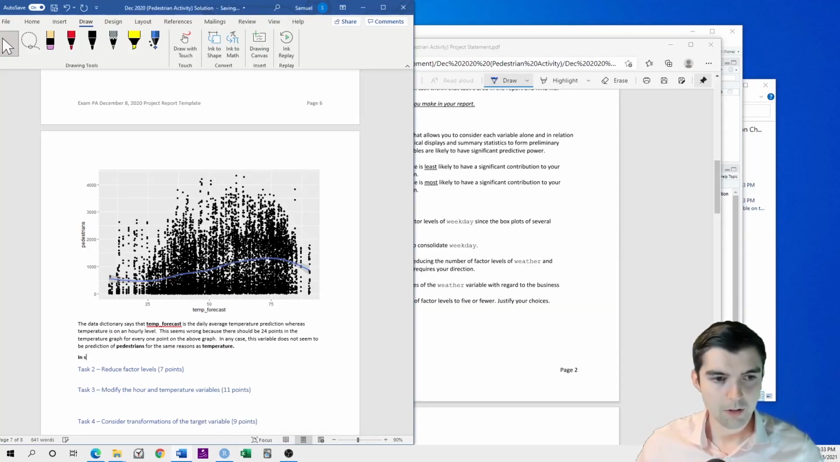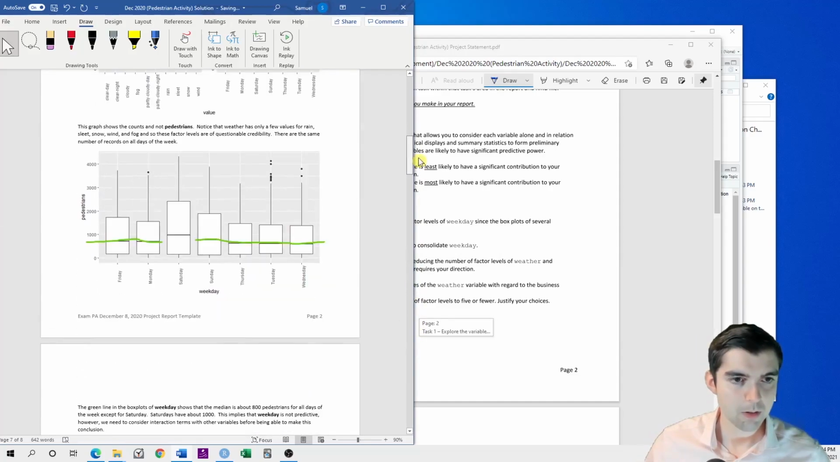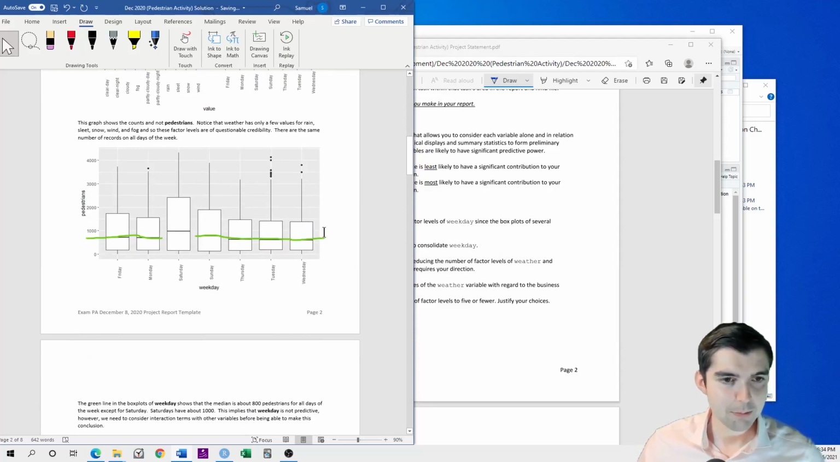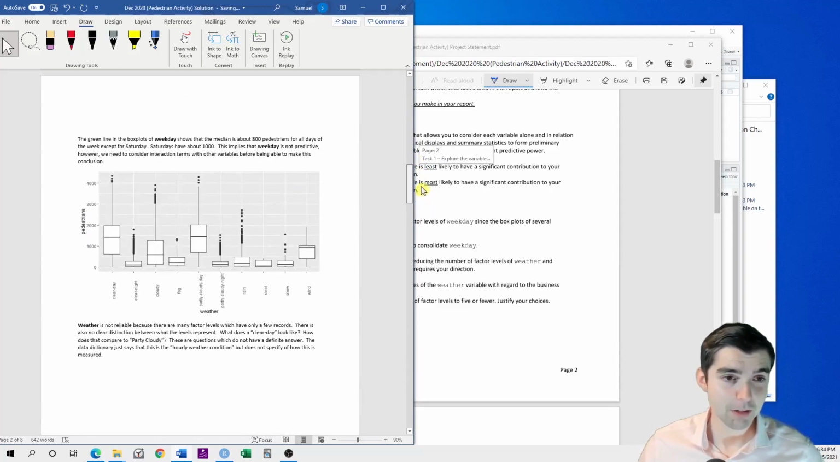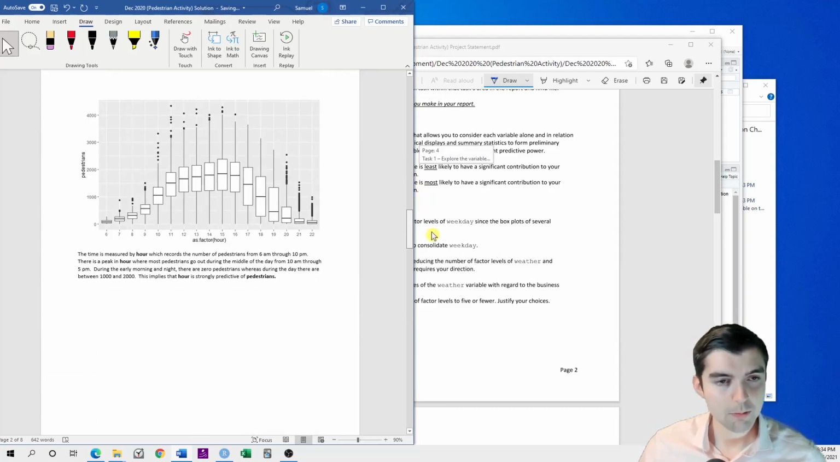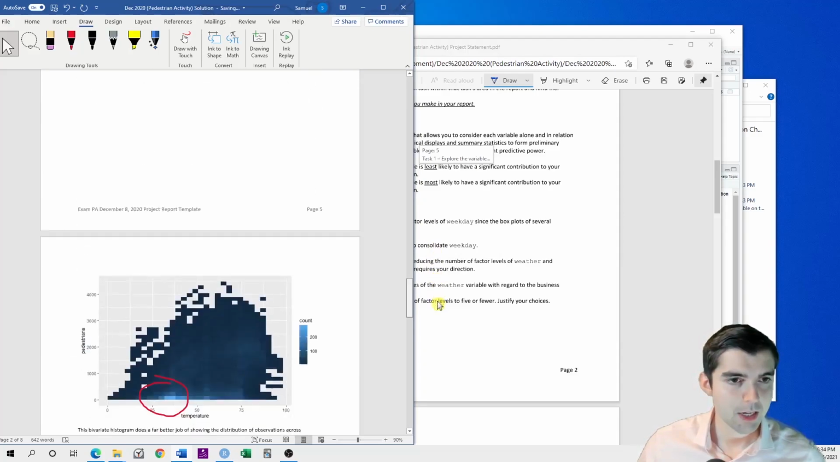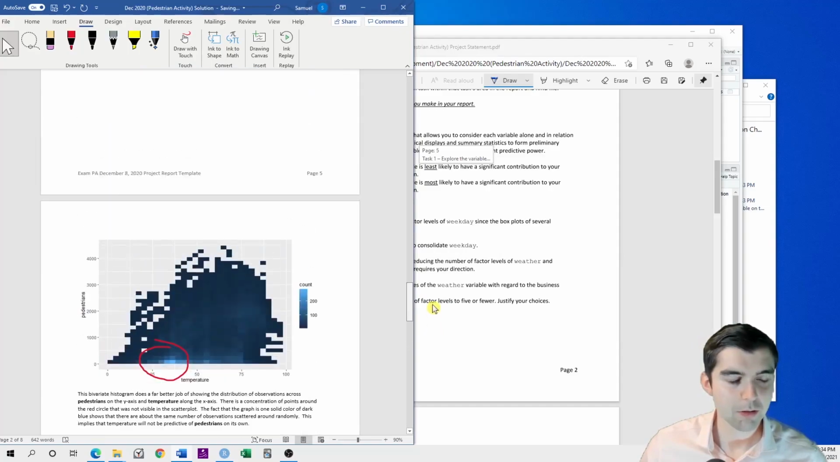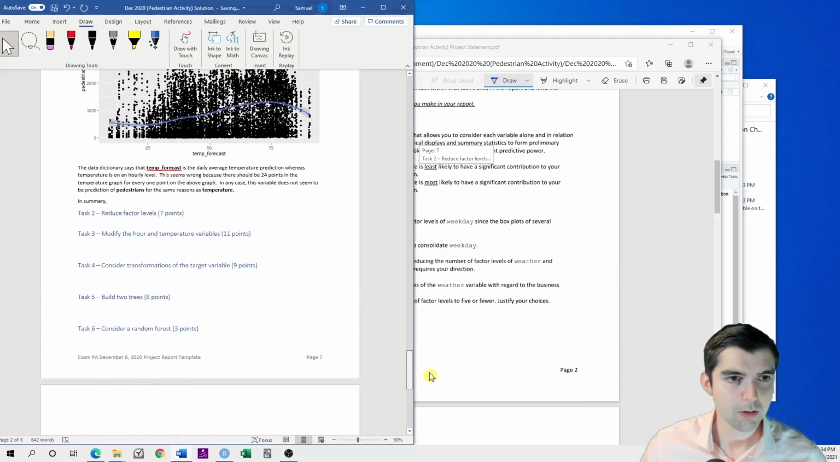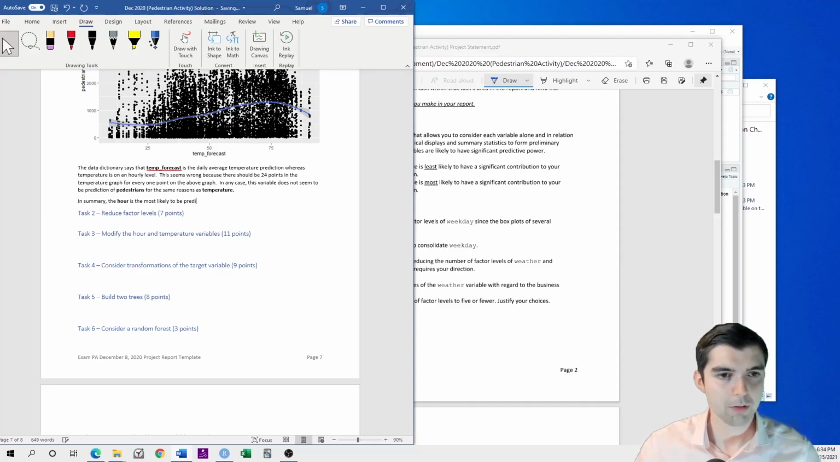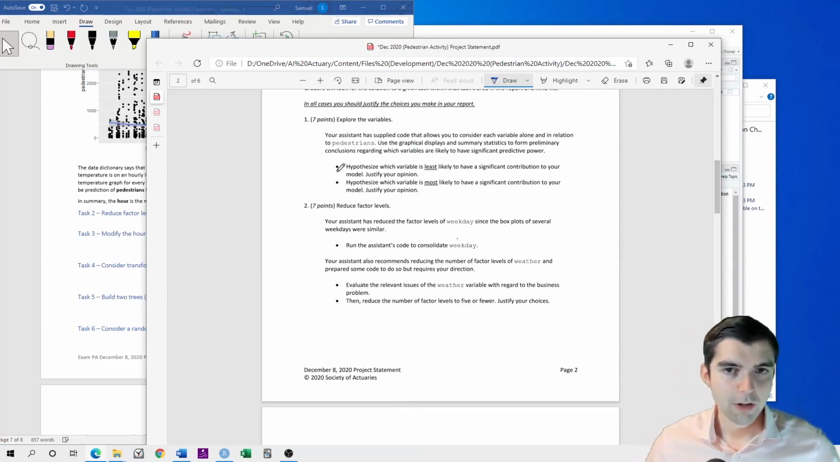So, in summary, if we look back at these variables, we can see that weekday is not predictive. So that could be the least predictive, or weather. Hour is likely the most predictive, and temperature is the least predictive. So least predictive, most predictive. The hour is the most likely to be predictive, and temperature least likely.